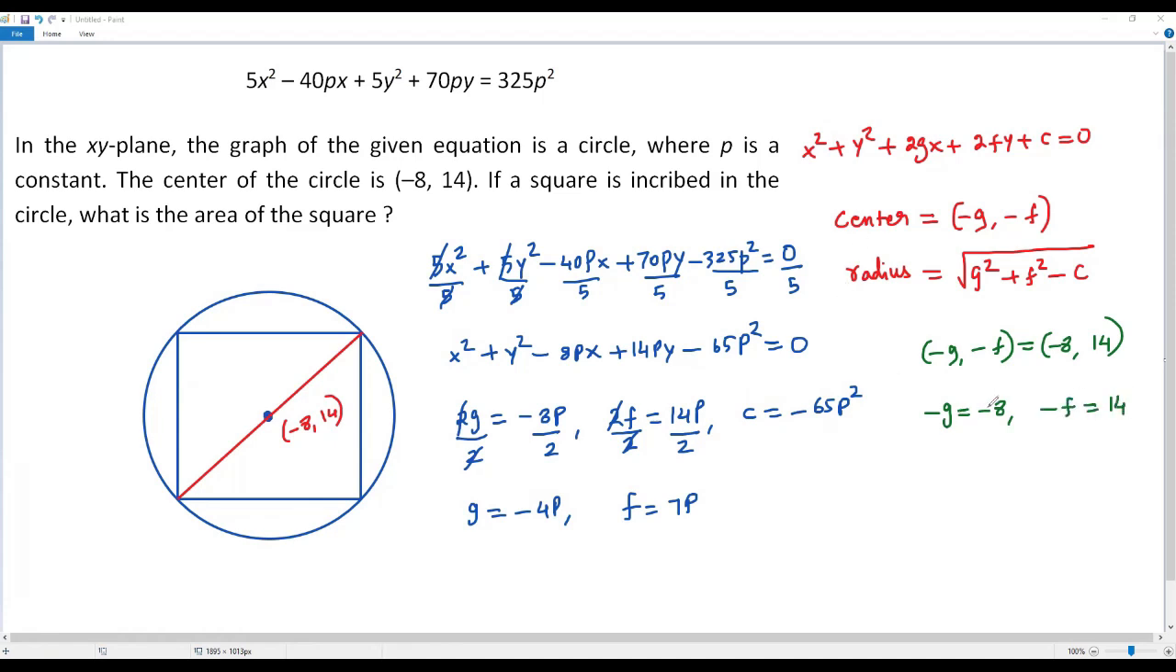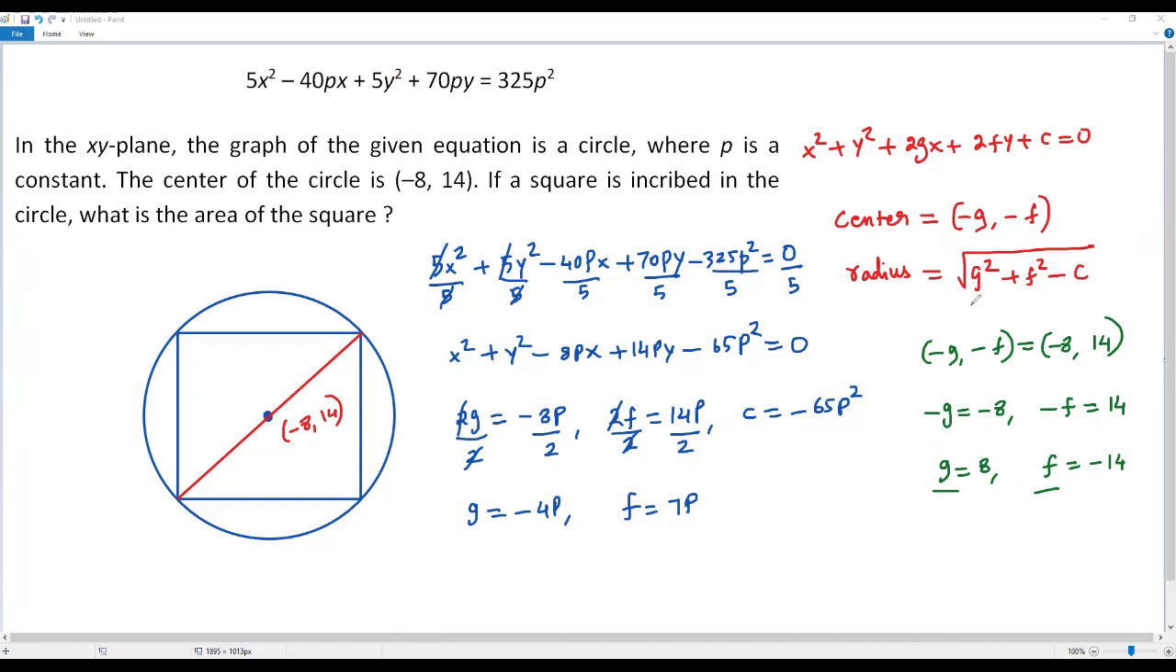Now to get the value of g, we multiply both sides of this equation by negative 1 to get rid of the negative sign in front of g. When I multiply by negative 1, I get g, and negative 8 times negative 1 is positive 8. Do the same thing here. Let's multiply both sides by negative 1. Then I get f on the left side, and 14 times negative 1 is negative 14. Here I got the values of g and f.